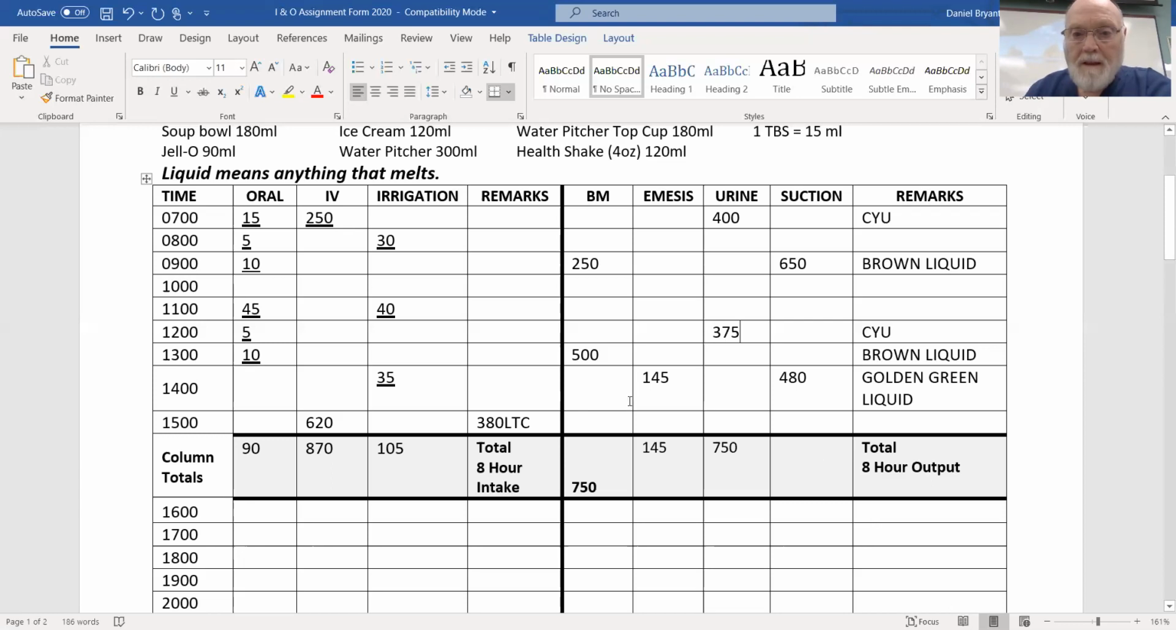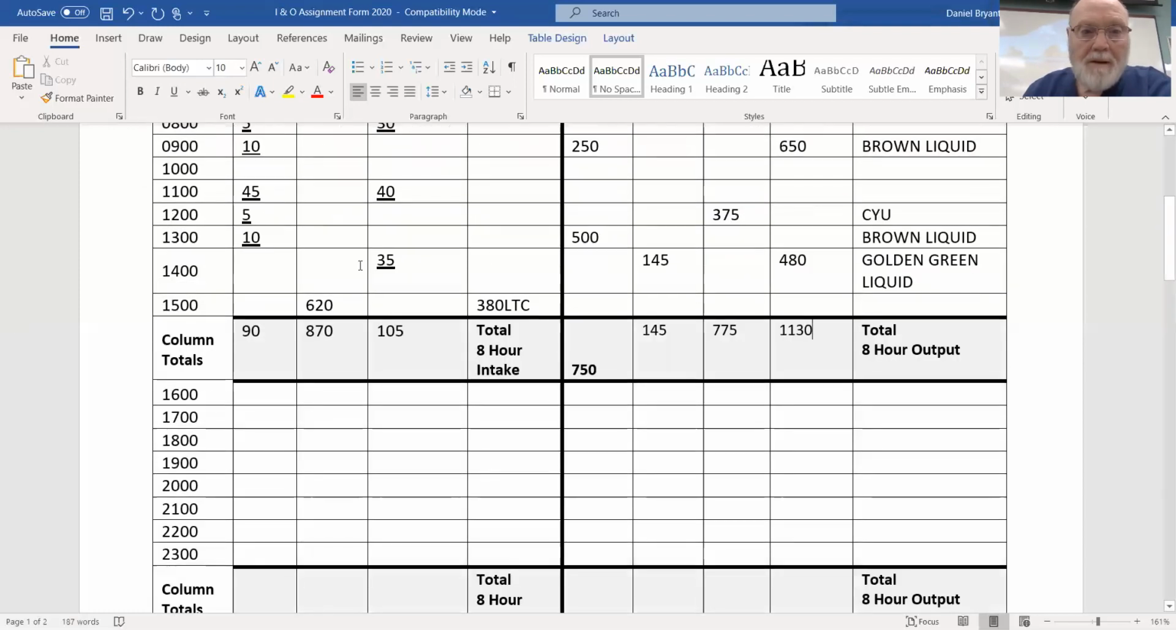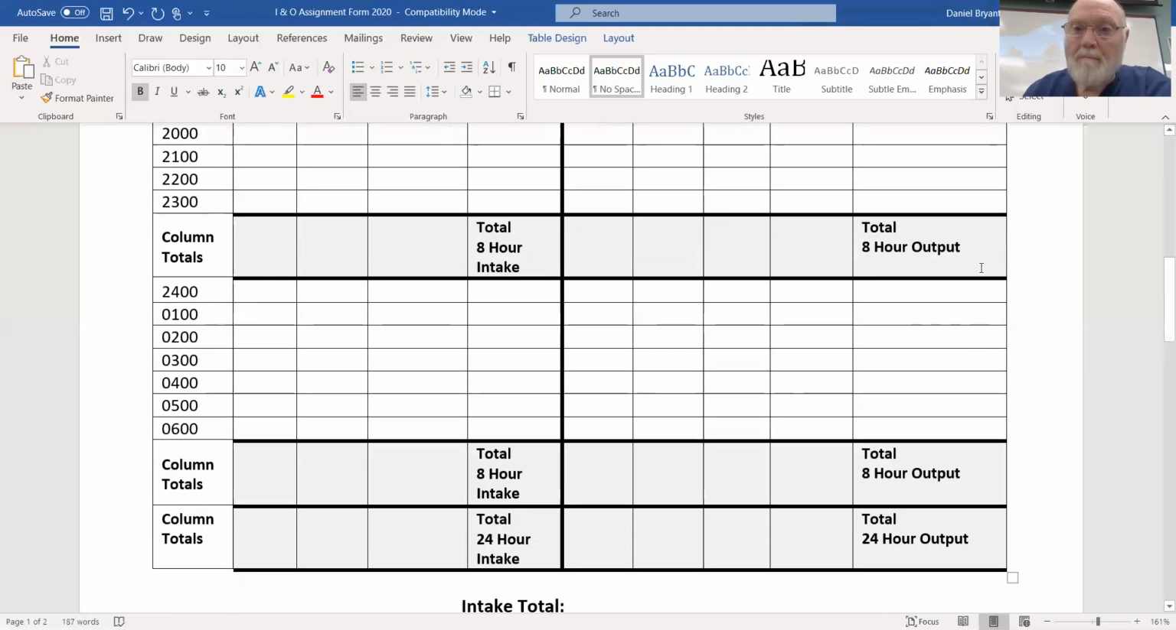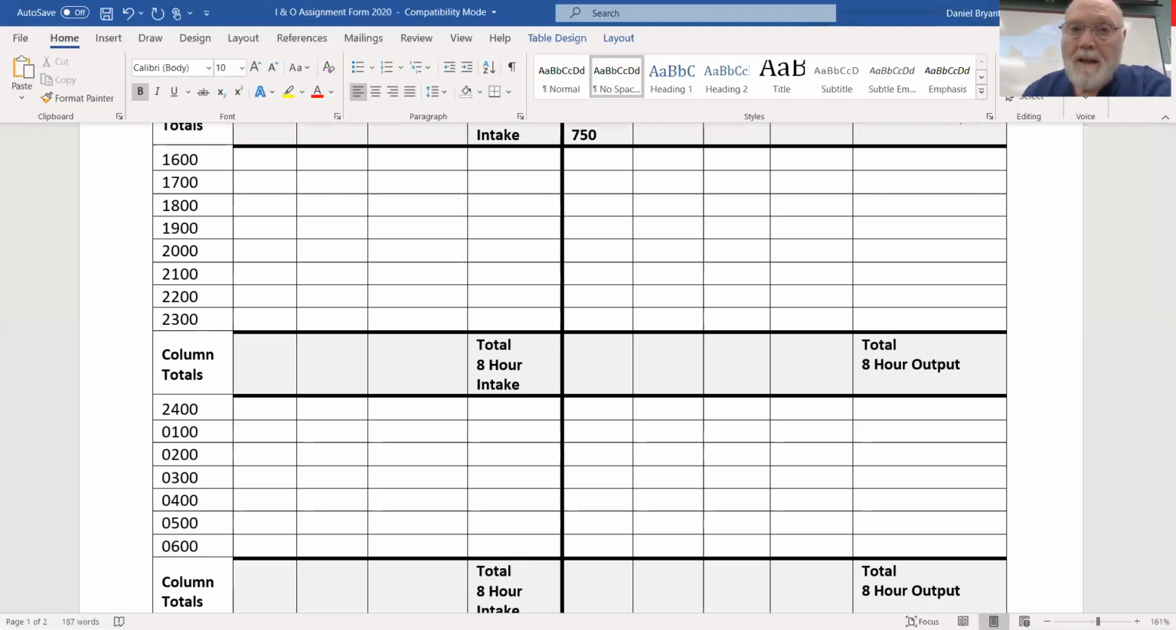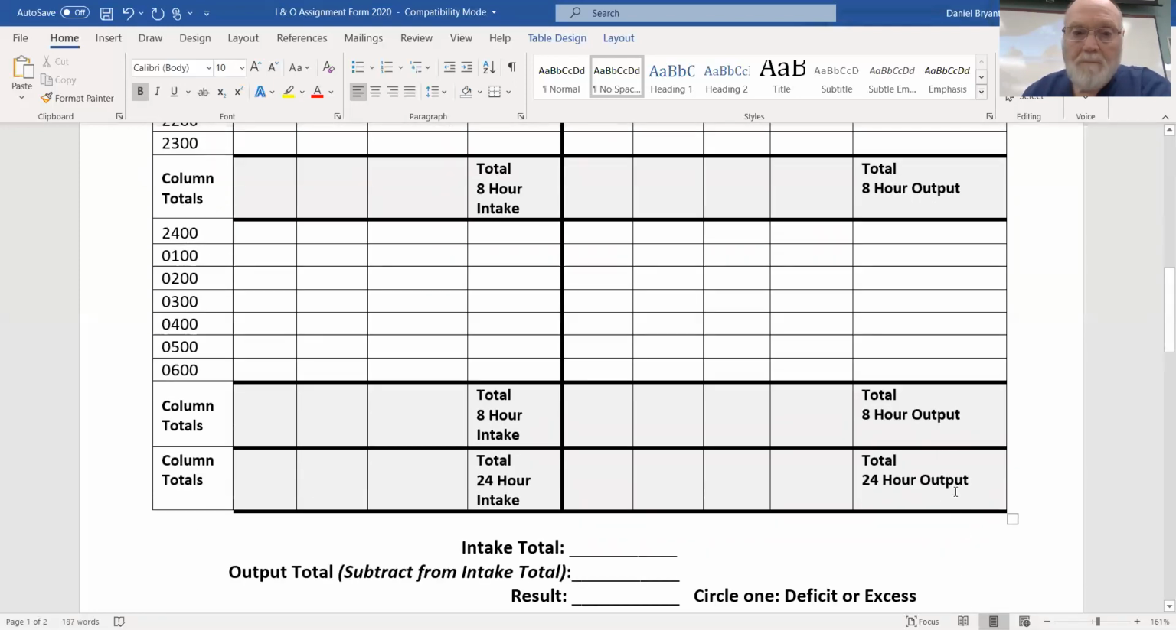Down here, that's going to be 775. And over here, that's going to be 1130. And then you would add all these up and put them over here. The 750, you'd add these 4 up and put them over here in total output for that 8 hours. And then after you get all these done, you're going to add the 3 8-hour totals, this one and this one for output, and you're going to put them down here under 24-hour total.